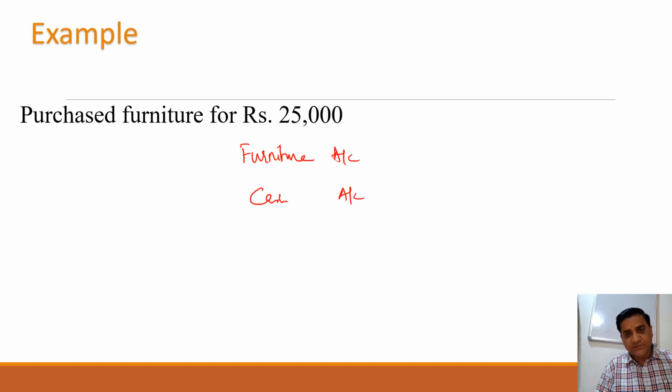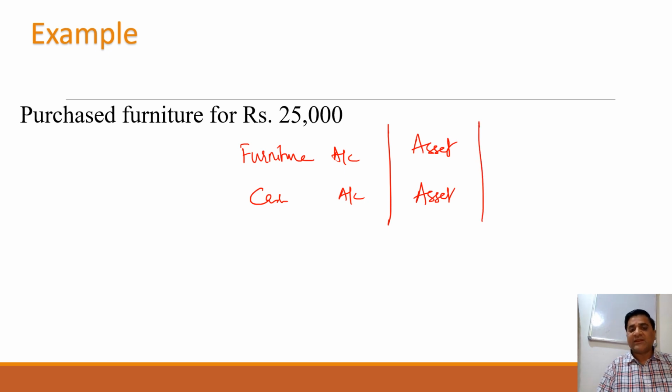The second step would be to find out the nature of these. This is of the nature of an asset. Again the same, the nature of an asset. What are the rules for an asset? Whenever an asset increases, it has to be debited. Which asset is increasing out of these two? The furniture balance is going up, the cash balance is going down. So this would be debited, this would be credited.